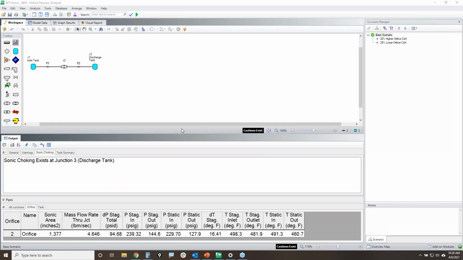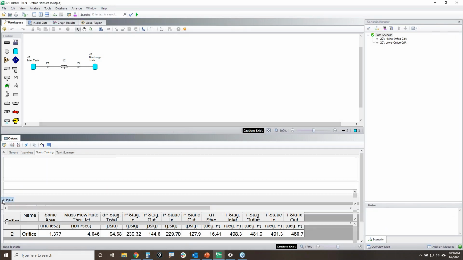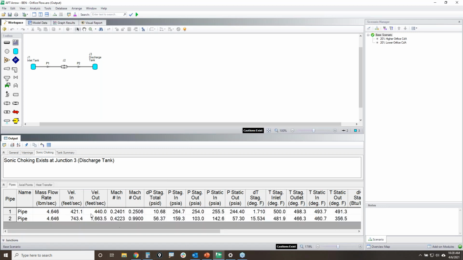So let's take a look at the pipe results here. If I look at the pipe results, we see that we have a Mach number of 0.24 to a Mach number of 0.25 in pipe 1. So it's a very small increase in Mach number. Next, we have a Mach number of 0.4 at the inlet of pipe 2 and 0.99, basically that's 1, at the outlet. So we have a very, very high Mach number at the outlet where we are sonically choked.